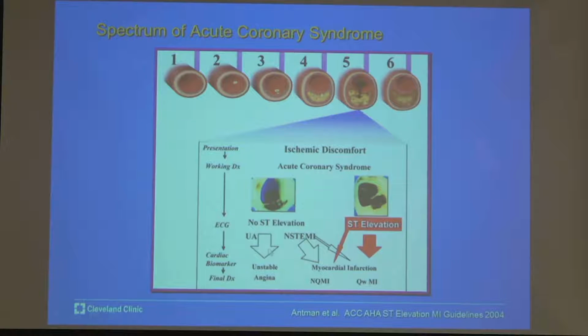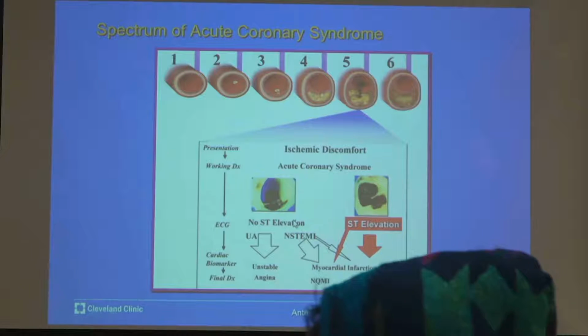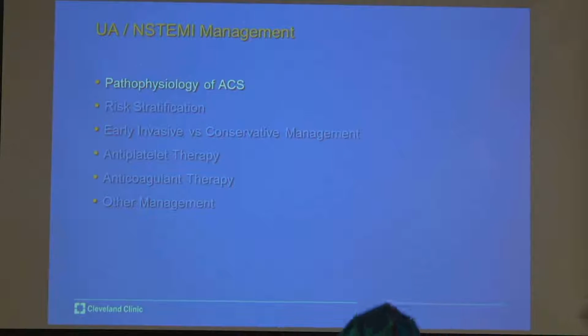So now we are talking about non-ST elevation MI. If you look at the non-ST elevation MI, there is unstable angina, and then there is non-ST elevation MI. Unstable angina is the patients who do not have myocardial injury. And non-ST elevation MI are the patients who have myocardial injury, meaning that there is high troponins, CKMB, in the blood. So we are going to talk about all these different points in the next 20 minutes or so.